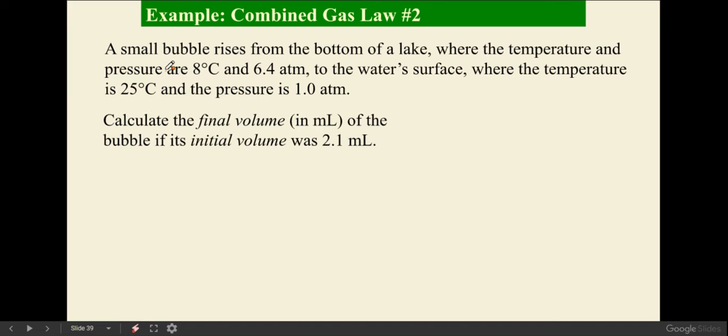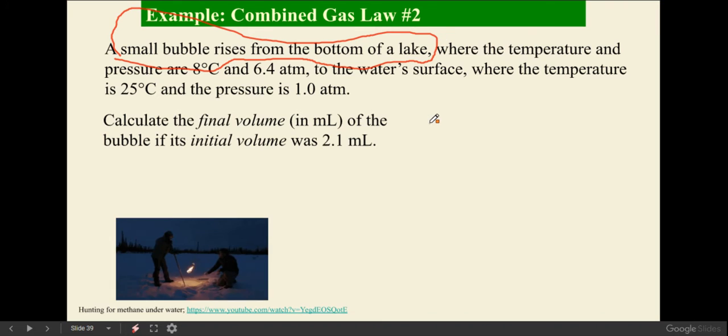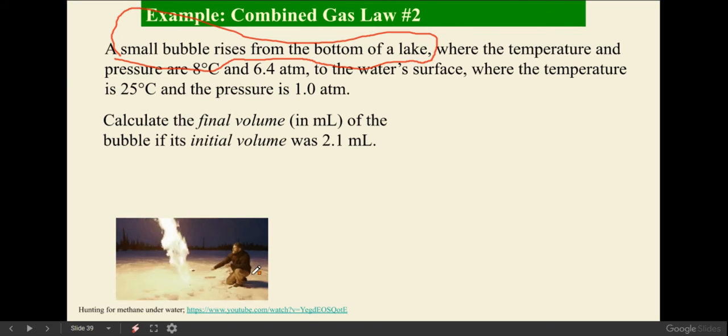So here we have a problem where we're going to say there's a small bubble that's going to rise up from the bottom of a lake. And as you could imagine, what would it be doing down there? So here's a little video you could watch. I like this little clip.